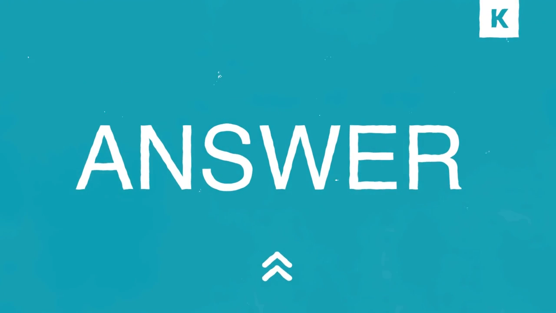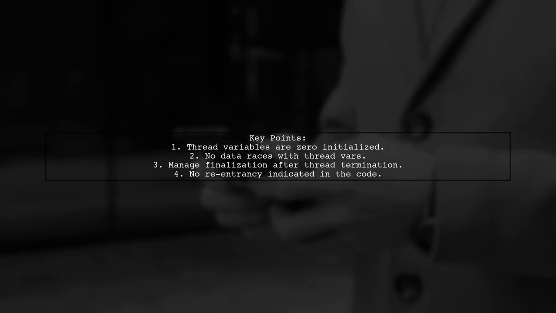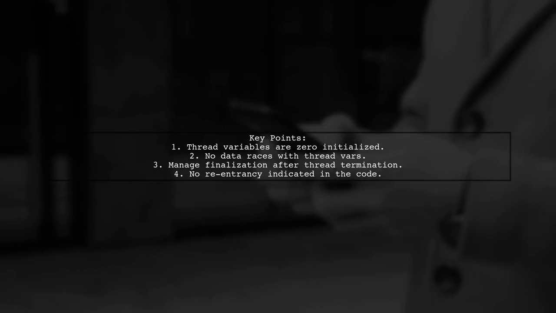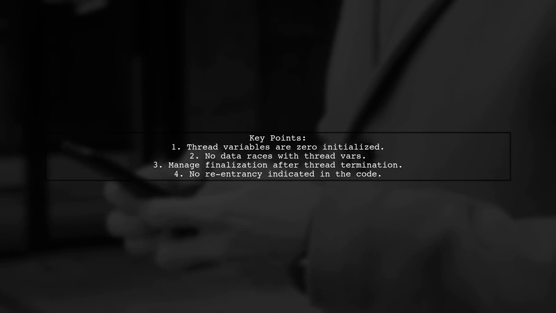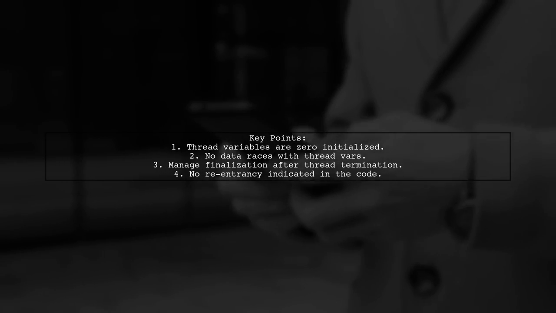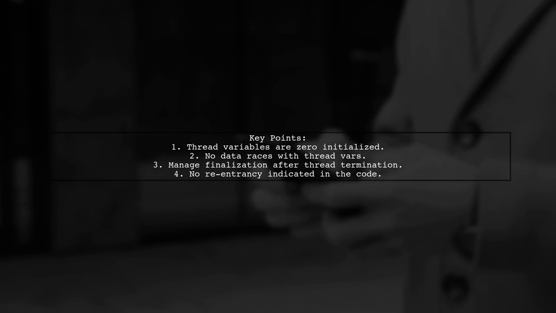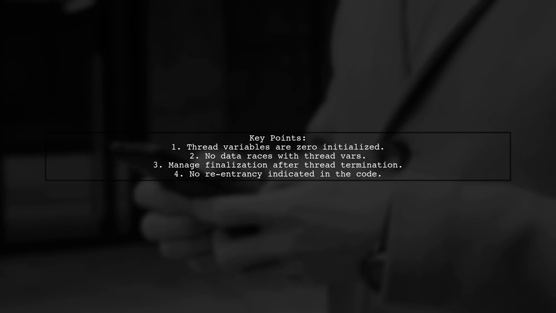Let's now look at another user-suggested answer. Thread variables are automatically initialized to zero, ensuring no data erases occur. However, remember that they aren't finalized when a thread ends, so you need to manage that yourself. Also, there's no indication of reentrant execution in the code.